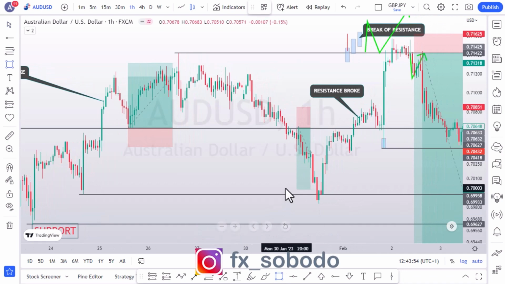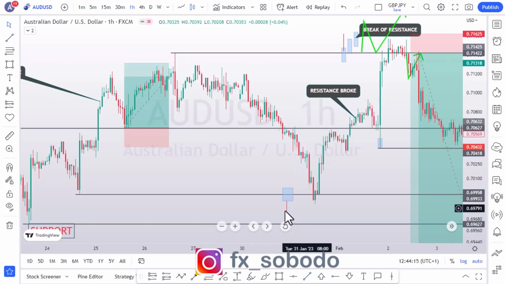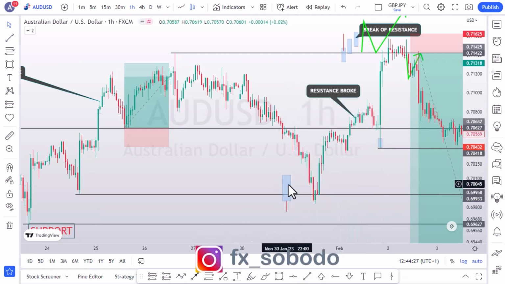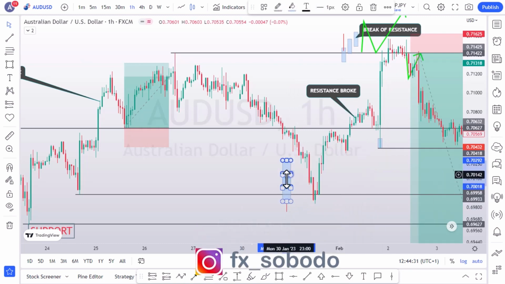Let me draw the same scenario here. When price comes and trades like this, it is not a break. Okay, this is not a break. Let me clone it. Clone this guy.